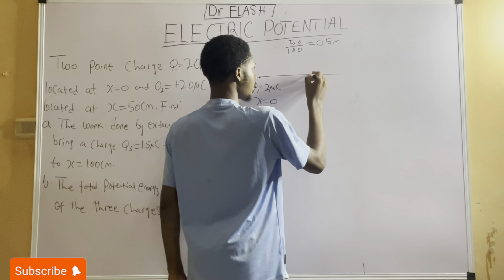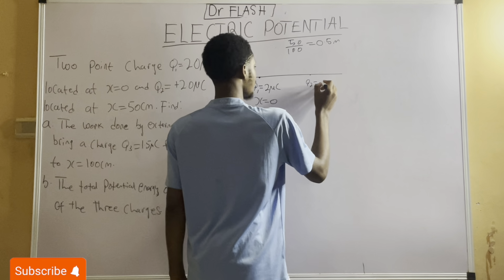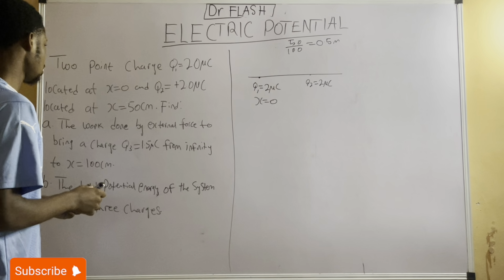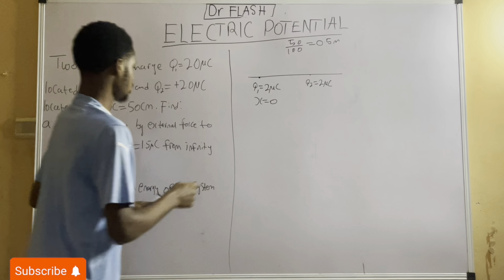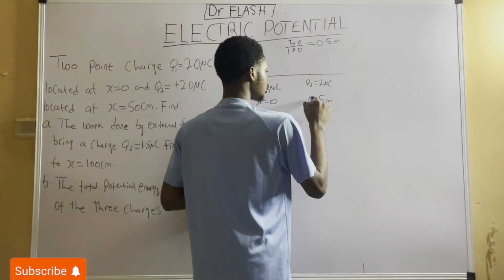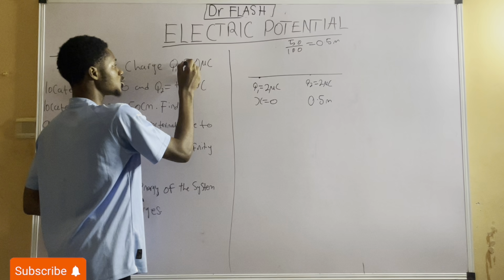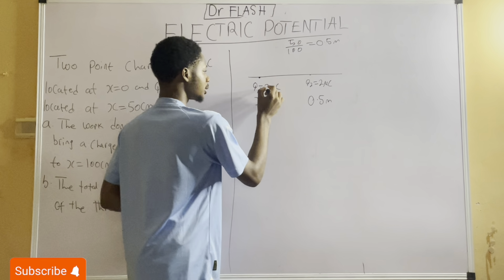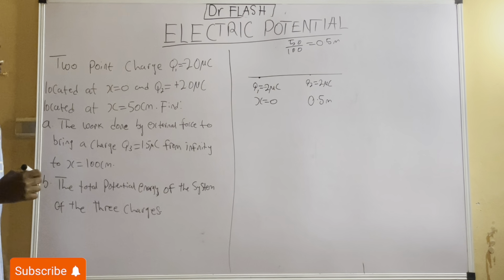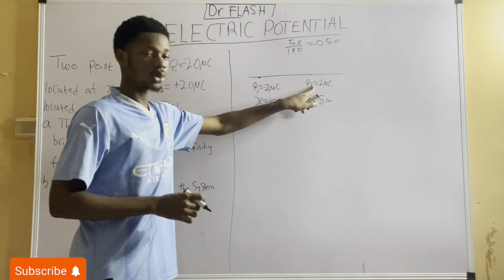So we're going to get somewhere here, Q2, which has a value of 2 microcoulomb, and the distance is 0.5 meter. Now I think this one is negative. I think there's a mistake in the question. This one should be negative. So we're having minus 2 microcoulomb, and this one is minus 2 microcoulomb. That is the correct question. I made an error while writing on the board. So that is all, and we've determined the location of Q2 with respect to the origin.